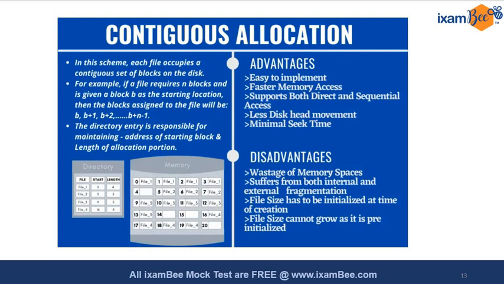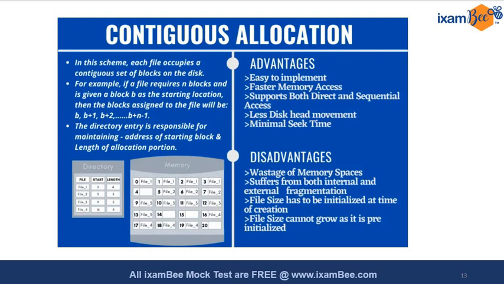Suppose you want to assign some memory to the file. If you start with block B, and the size of the file goes up to N blocks, it will occupy B to B plus N minus 1. So you can assume that if you require N blocks, how many allocations are needed and what will be the order of the blocks that will be allocated for the contiguous allocation.